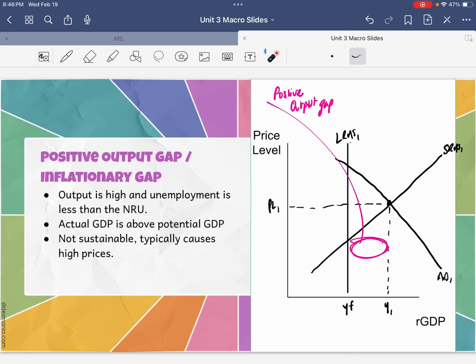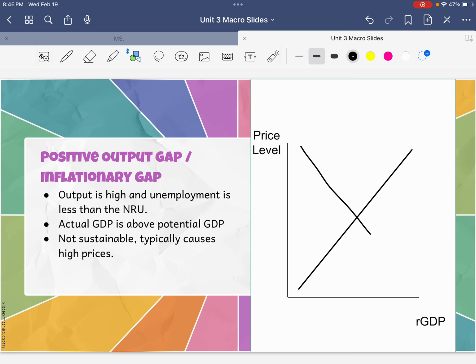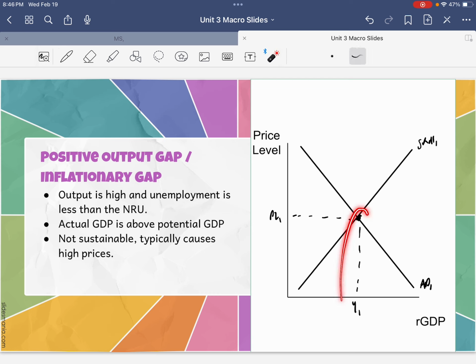So you could go about it that way, the way that I just drew it, or you could go about it this way. Let me erase it all. If they were to say, on an FRQ, draw an AD-AS model in an inflationary or positive output gap state, you could start by labeling SRAS1, AD1, equilibrium, PL1, Y1, and then thinking, okay, this is where we are, and we are above where we should be. So I could draw long run aggregate supply last.